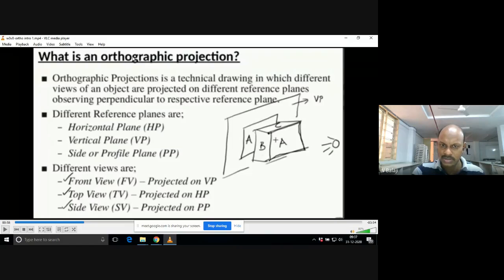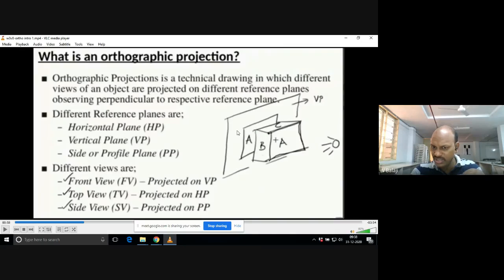Understood why it is called orthographic? It means the person is standing at a very far distance, an infinite distance away from the object. Assume like that, not close to the object. The person is standing at infinite distance, and your eye rays are falling horizontally on the object, which means perpendicular to the vertical plane.